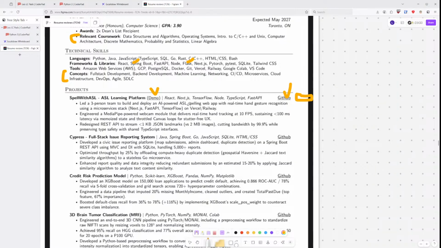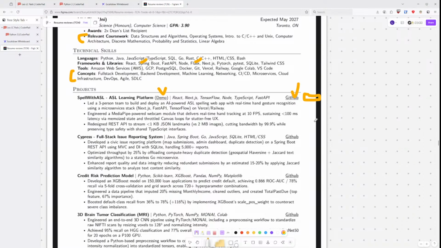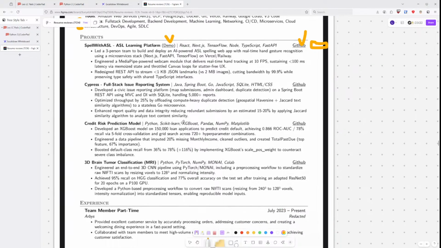Let a 3-person team build and deploy AI-powered ASL. Okay. You have a demo, so that's probably pretty good. I won't look at your demo, but this being your first project, that makes sense. I think that's good. For example, you have throughput here, right? But I don't see accuracy. Yeah, you have gesture recognition, and I don't see the accuracy here. So if you want to advertise that you have this recognition, you've got to put the accuracy there. Okay.